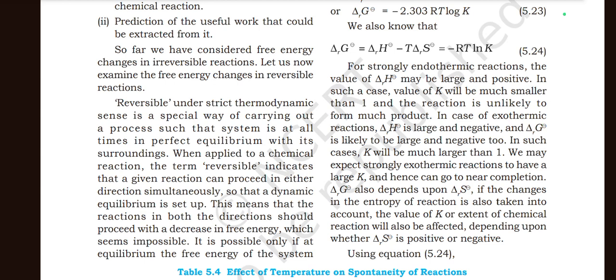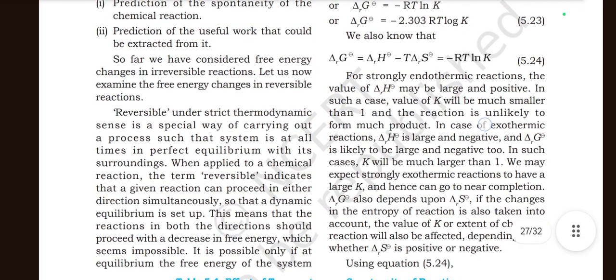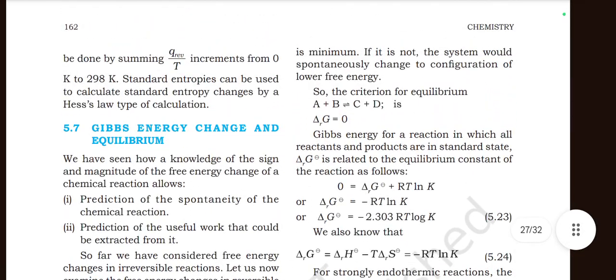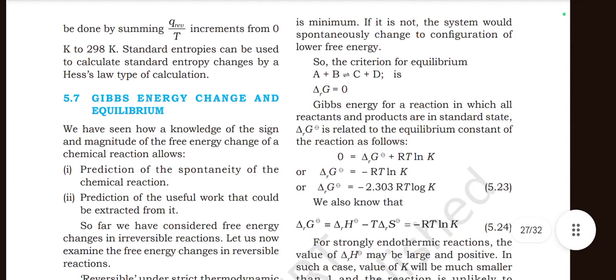This means that the reaction in both directions should proceed with a decrease in free energy, which seems impossible. It is possible only if at equilibrium the free energy of the system is minimum. If it is not, the system would spontaneously change to a configuration of lower free energy.